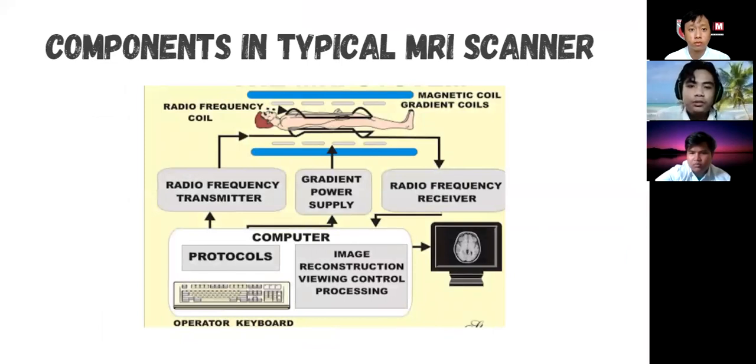So we will be using the MRI scanner to overcome the blood clot formation. Here are the components of a typical MRI scanner. There is a big magnet, there is a coil, and also a radio frequency transmitter and a computer to detect the image.